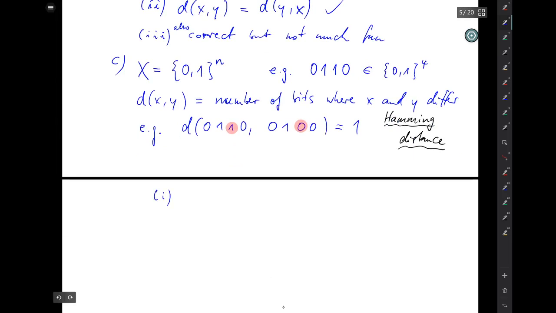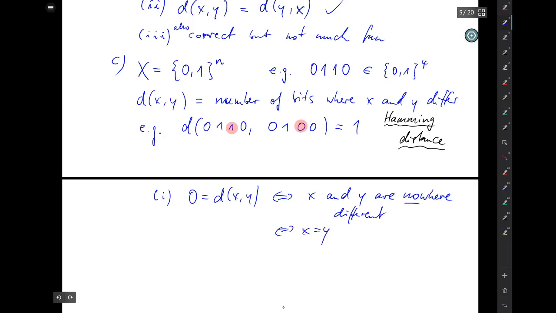Property 1. When do we get 0? We get 0 equal to d(x, y) whenever the number of bits where x and y are different is 0, that means they are equal everywhere. They are nowhere different. x and y are nowhere different, which must mean they are the same. Okay, that was easy.